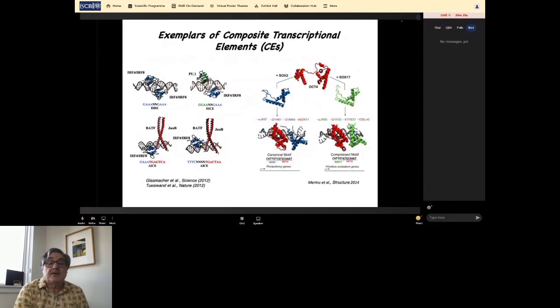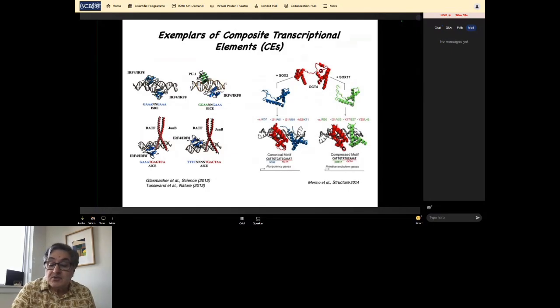So these are exemplars of composite transcriptional elements that we and others have described. And if you look in the literature now, you would probably find 25 to 30 or so well-described examples of this sort. In each case, the composite elements are formed by juxtapositioning the binding sites for individual transcription factors, and the spacing of the binding sites, as well as their relative orientation, is conserved.